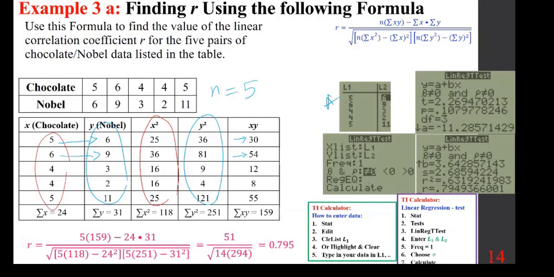So what I want you to pay attention to, because of the arrow here, I'm showing you the second part. Okay. Now, it gives you the test of hypothesis for the correlation coefficient with the p-value. It gives you A and B, y equals A plus BX. This is the regression line with A being negative 11.2857, and so forth, and B is 3.6428, and so forth.